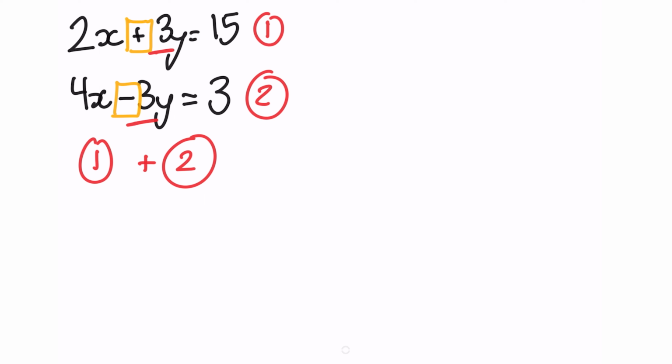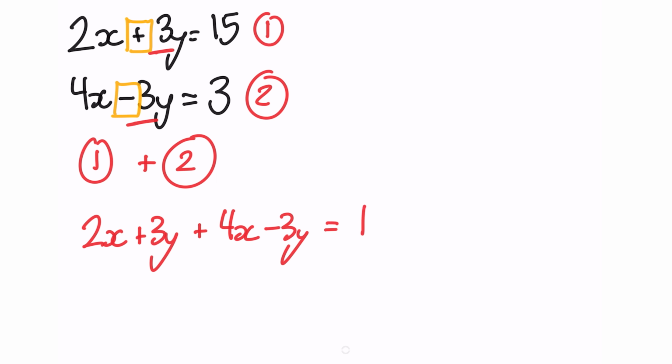If we have a plus 3y and a minus 3y, adding those two will cancel them out to become 0. So if we do 2x plus 3y plus 4x minus 3y, that will be equal to 15 plus 3. Adding the two equations together, the 2x and the 4x will add together to become 6x, and the 3y's will cancel out, and that will be equal to 15 plus 3, 18.